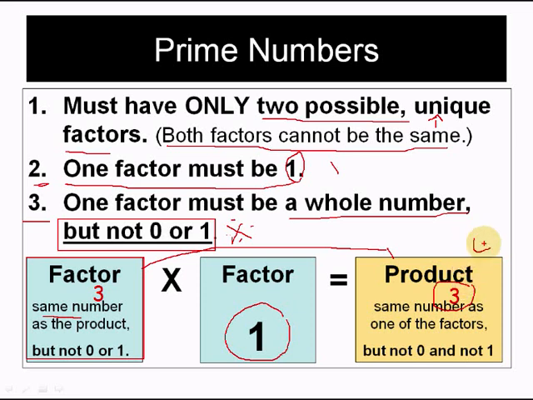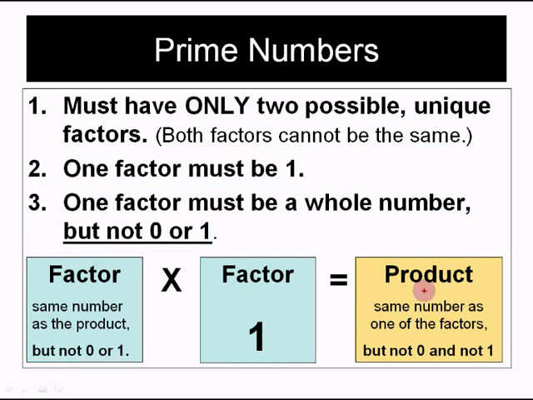But in case of 4, is there any other number? 4 into 1 is 4. Is there any other number that gives the product 4? Yes. You can have 2 into 2, and 2 twos are 4. So there is another possibility, right? There are 2 factor pairs for 4. So this does not satisfy the first rule.